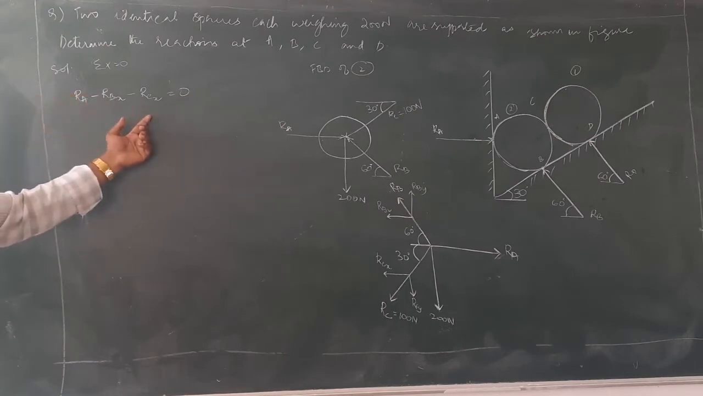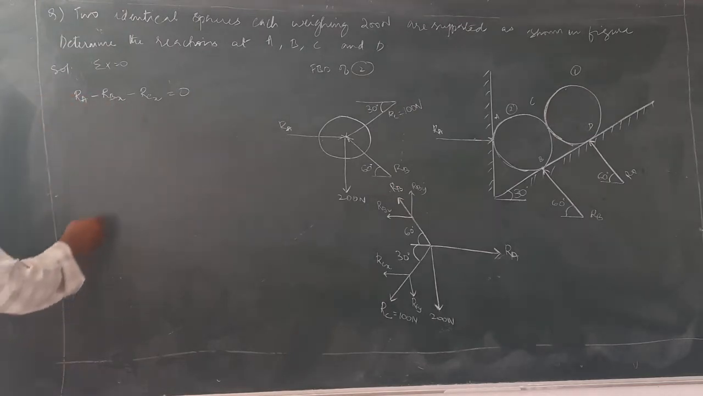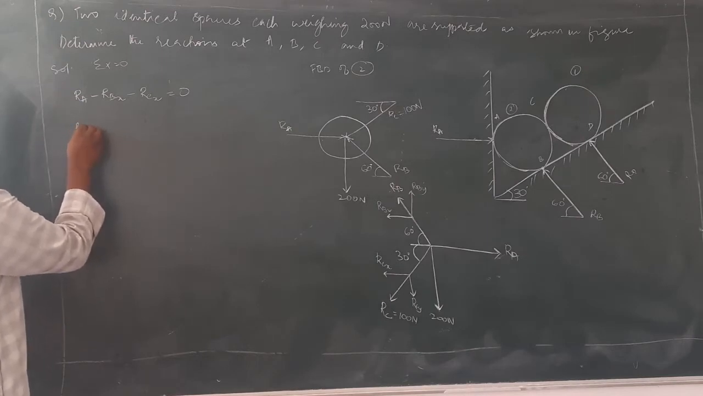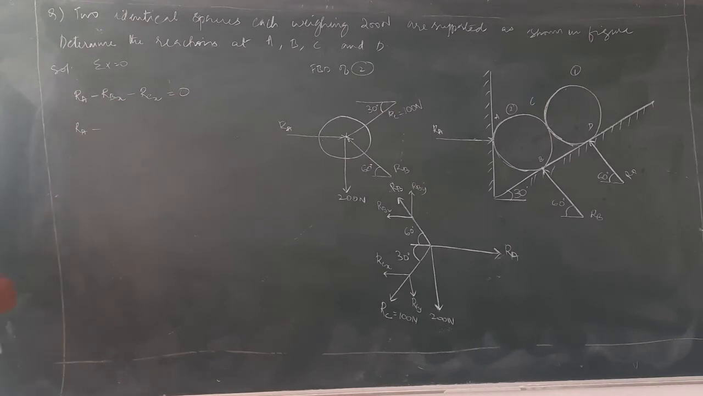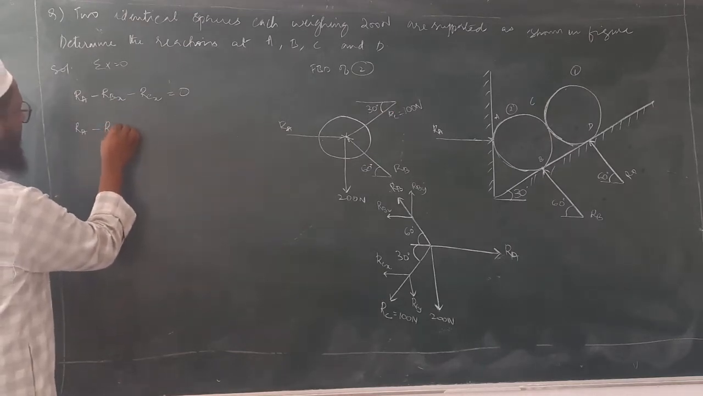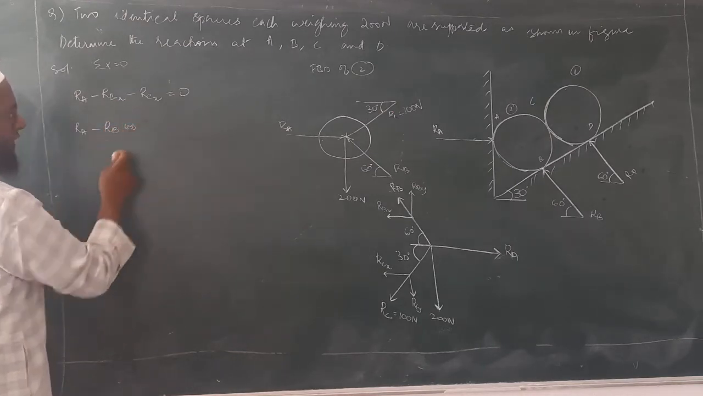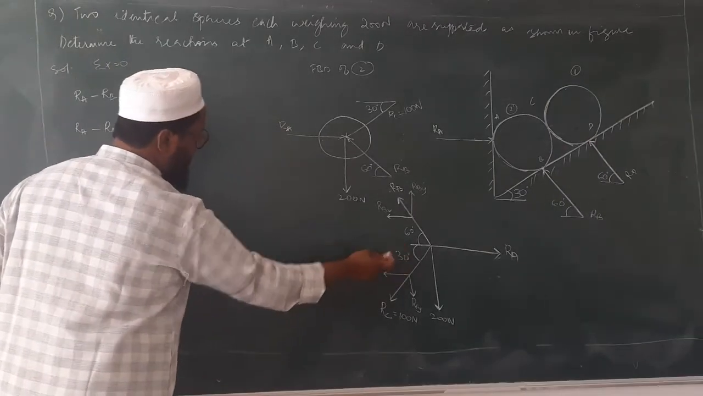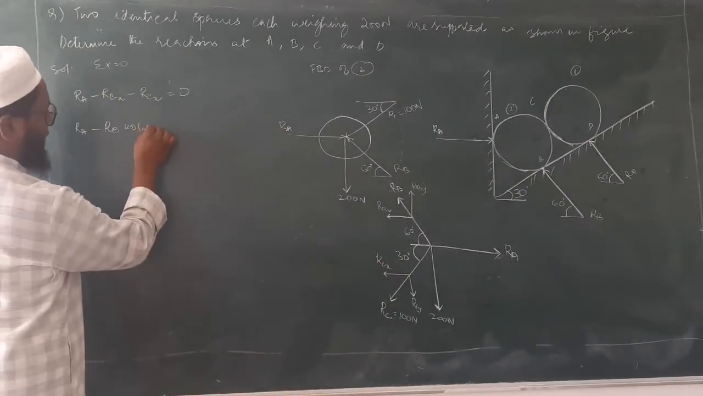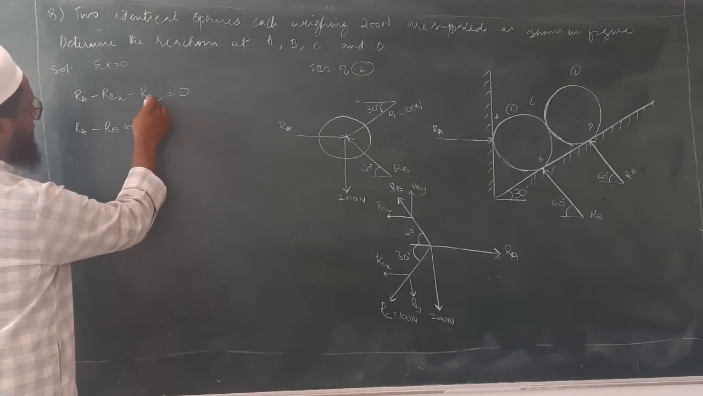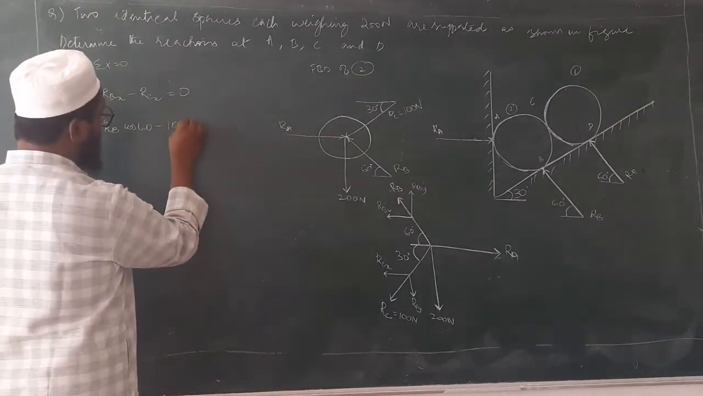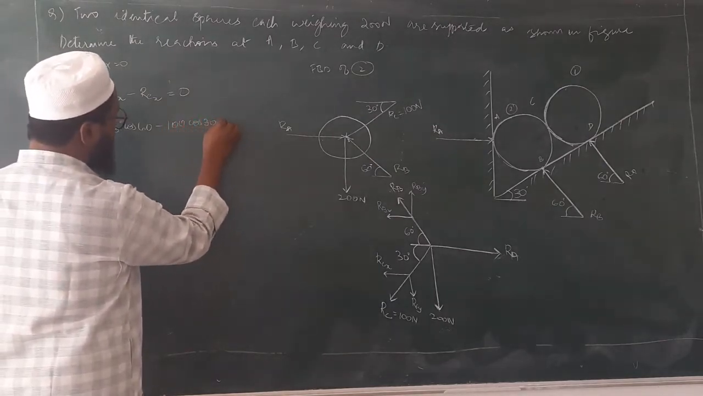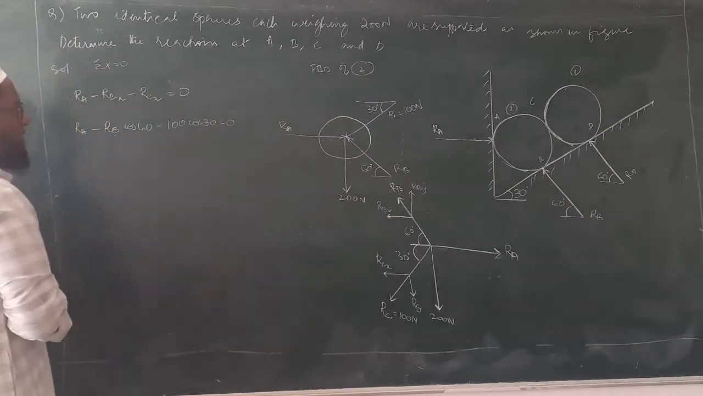Okay. So, what about RBX and RCX? Can you tell me what is the value of RCX? We don't know RA, right? We don't know RB also, right? Can I write RB into cos 60? Yes? Minus what about RCX? 100 into cos 30. 100 into cos 30 is equal to 0.